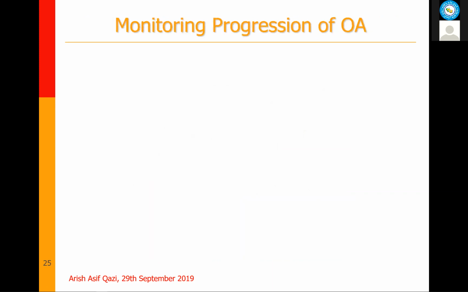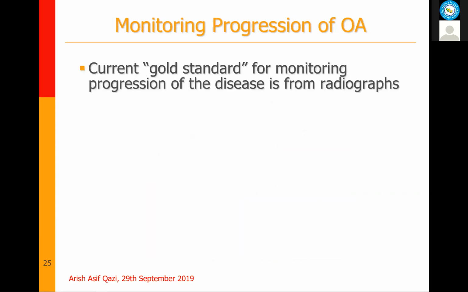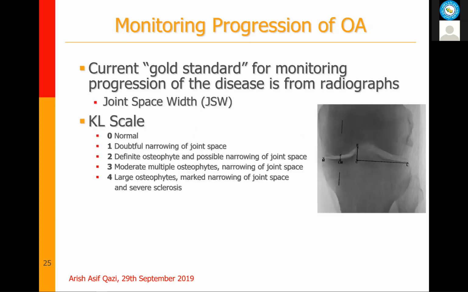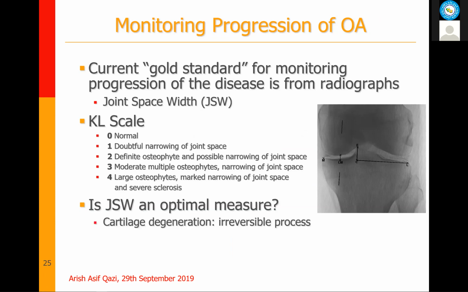Now, the current gold standard for monitoring the progression of osteoarthritis is actually radiographs, or X-rays. What radiologists do is measure the space between the femur and the tibia, and based on the spacing information, they rate it according to a scale. They call this joint space width. Now, is joint space width an optimal measure? Certainly not, because the cartilage is not even visible in X-rays.